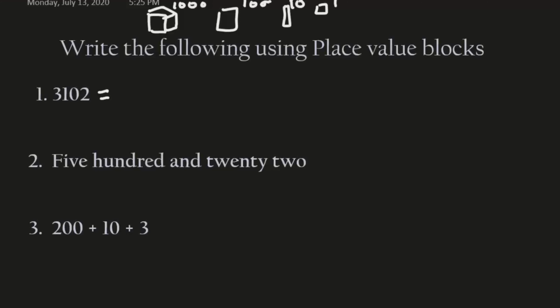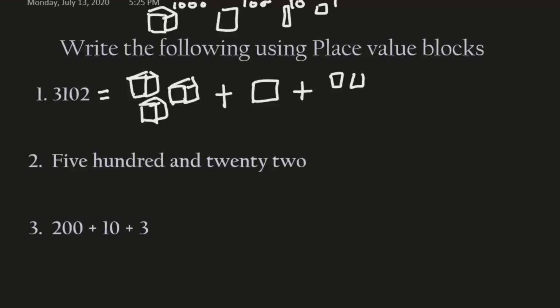So now it says 3,000. So we have to draw 3 cubes. So 3,000. And then 100. So plus 1 square. And 0, so we don't have to do anything for the rectangles. And 2, so we have to draw 2 tiny squares. Now pause this video and try these out by yourself.